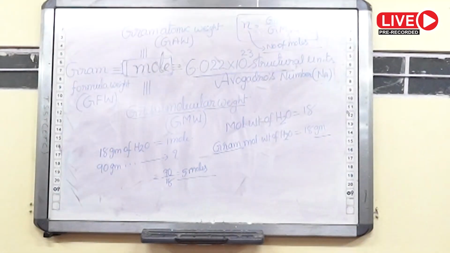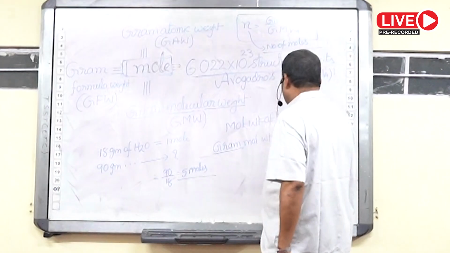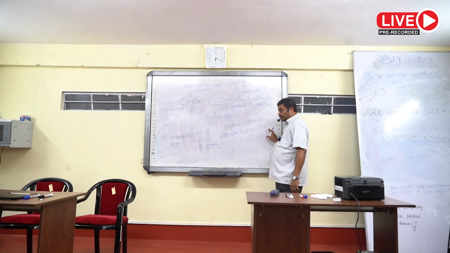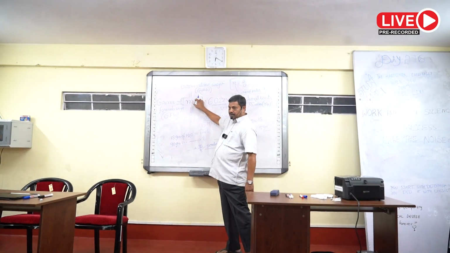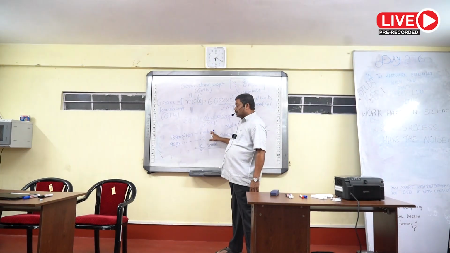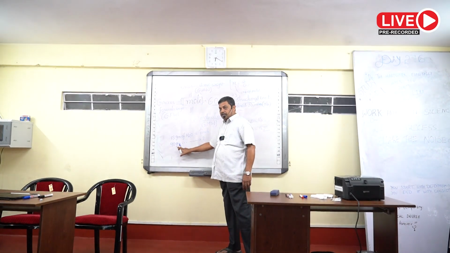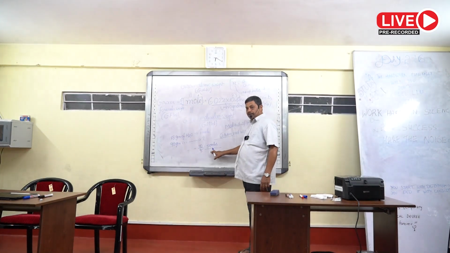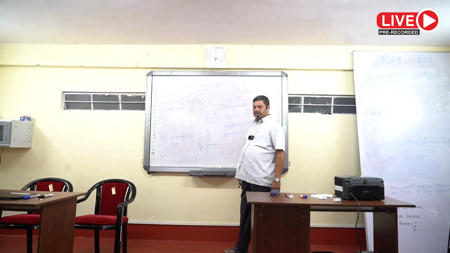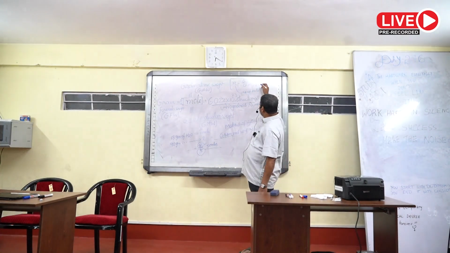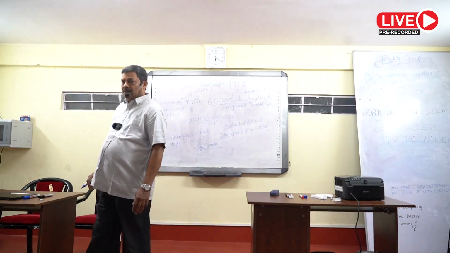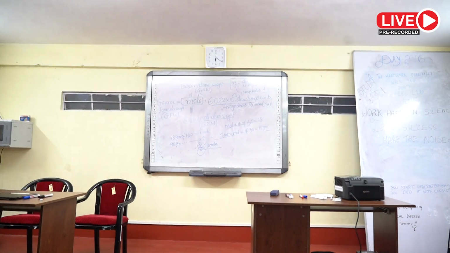This problem we solved just now. Molecular weight of water is 18. Gram molecular weight is 18 grams. Gram molecular weight is always equal to 1 mole. So 18 grams of water is equal to 1 mole. We were asked to find the number of moles in 90 grams. You got 5 moles. The numerator is given weight, the denominator is gram molecular weight. That's how we have derived a simple formula: number of moles is equal to given weight by gram molecular weight.